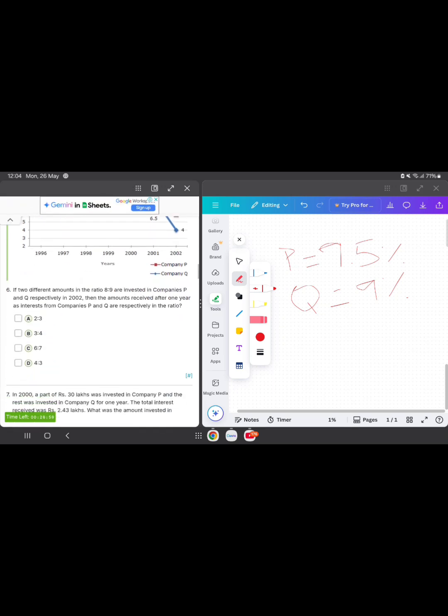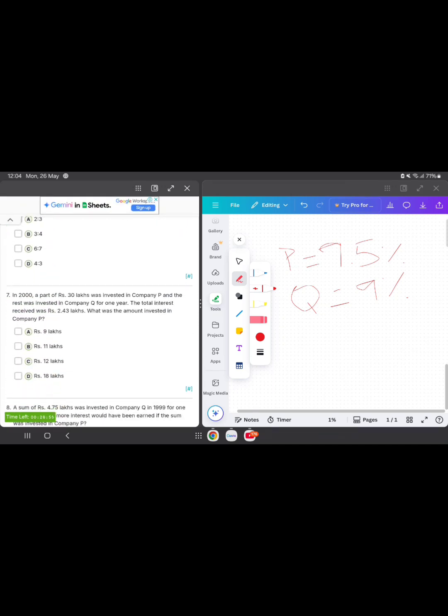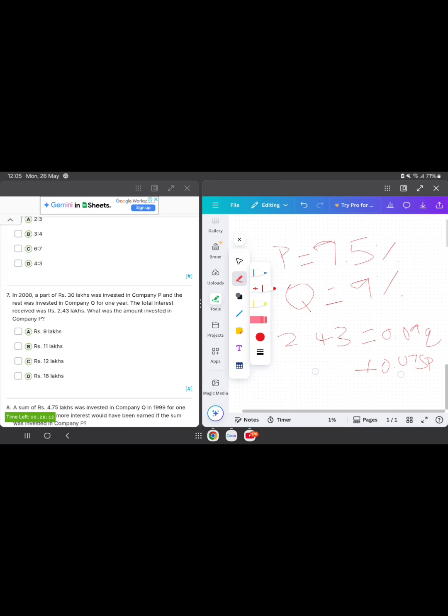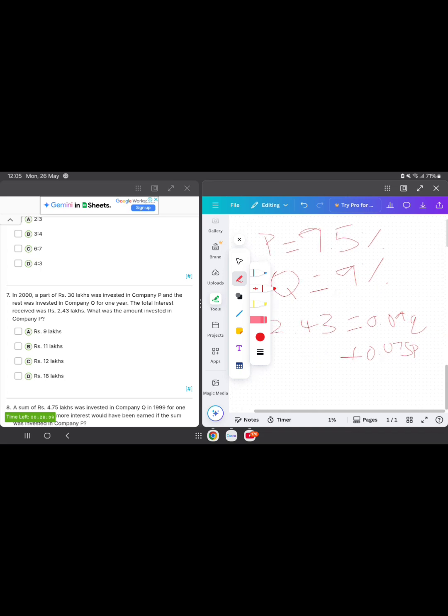Okay, so to make up our formula, the total interest is 2.43 lakhs. So we have 2.43 is equal to 0.09 Q plus 0.075 P. This will be our first equation, which comes from the interest. Our second equation will come from the amount invested.